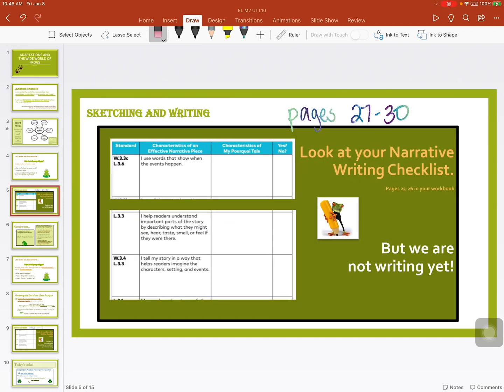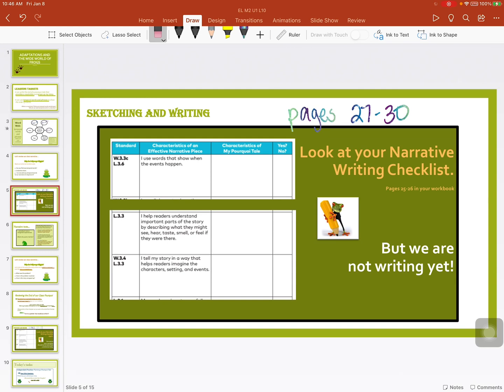All right, now you're going to look at the narrative checklist on pages 25 and 26. And while you're looking at that, you're going to reread your writing on pages 27 to 30. And you're going to check and see if you have met those standards. And if you haven't, that's okay. Go back and take your time and add to it.